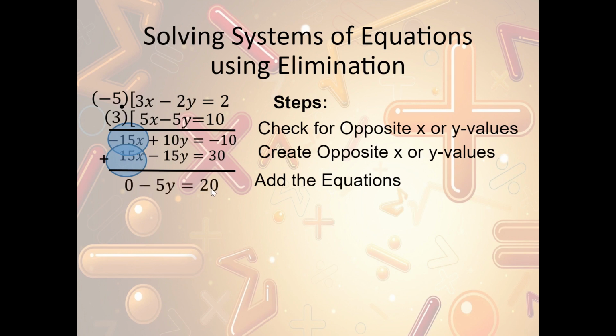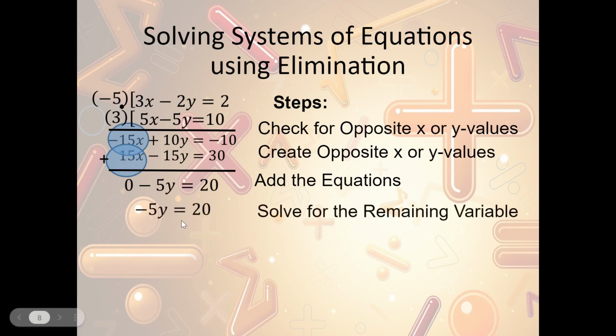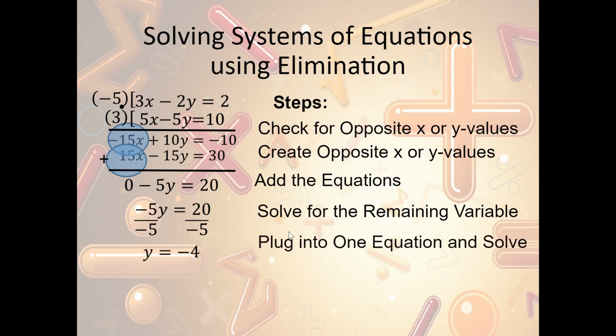So I'm left with negative 5y is equal to 20. I'm going to solve, divide both sides by negative 5, and I get y is equal to 20 divided by negative 5 is negative 4. Then I'm going to plug that into one of the equations and solve for x.